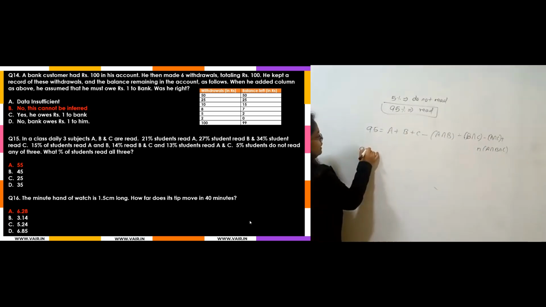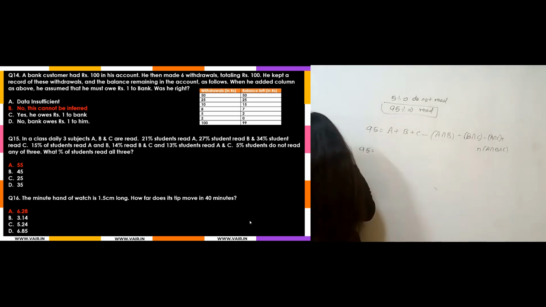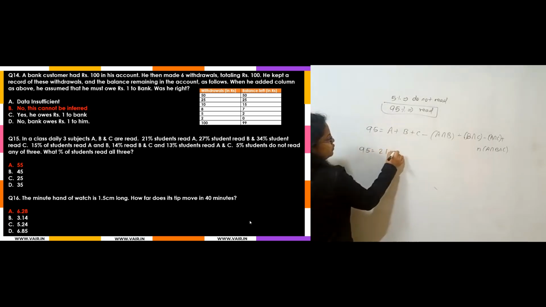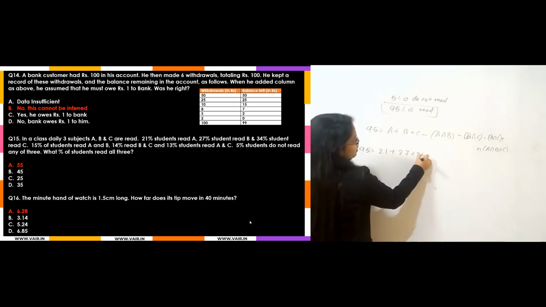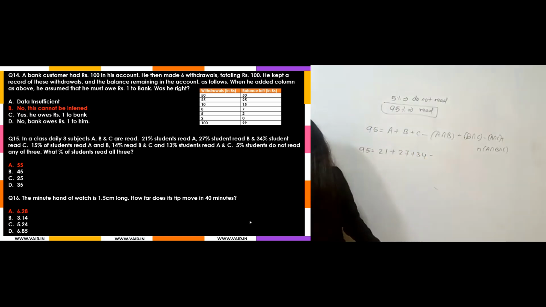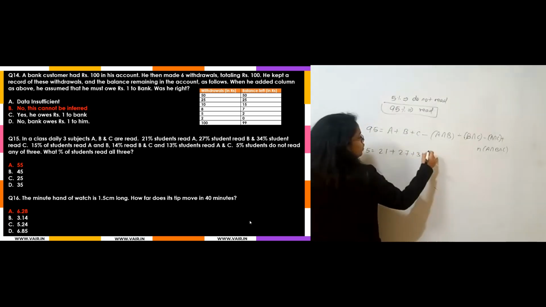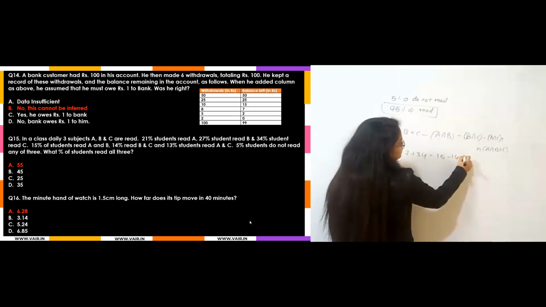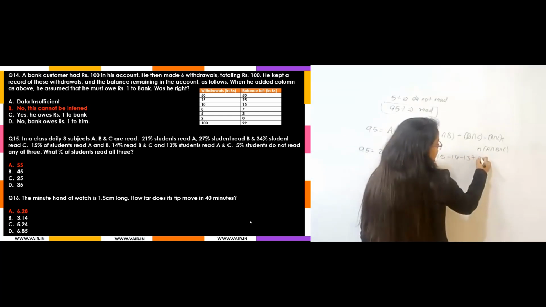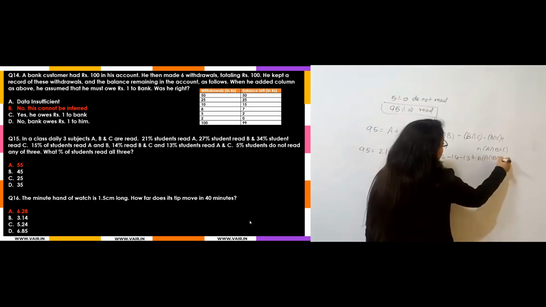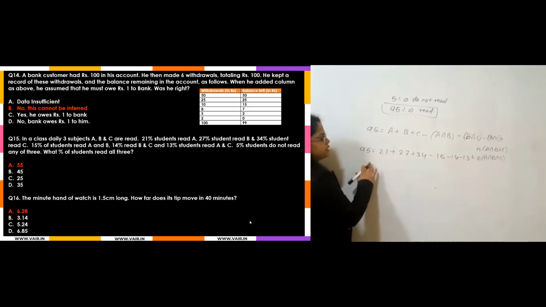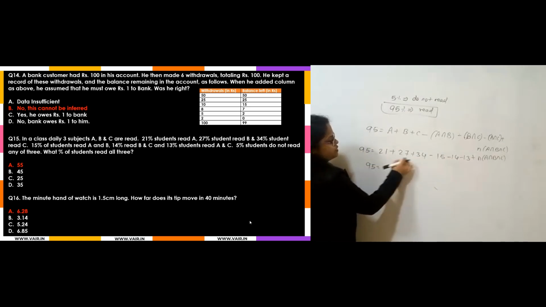So 95 is equal to the value of A, 21, 27, 34, minus these, 14, 13, 15, plus we have to find the value of those who read all of them. So what will these values be now? 95 is equal to, first add all of this.